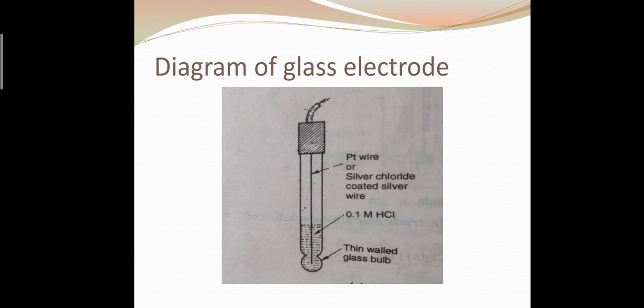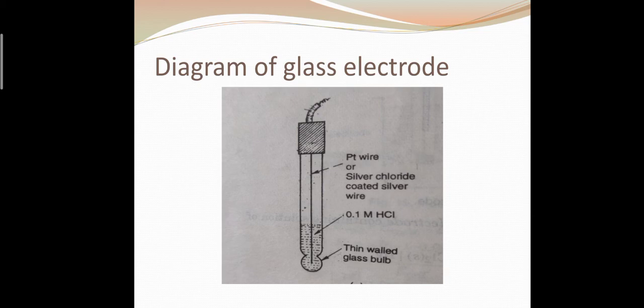Now, in the middle of the glass electrode there is an electrode. That electrode is made of Ag coated with AgCl, or a platinum electrode or platinum wire. So this acts as the base of the glass electrode. This thin electrode is dipped into a 0.1 molar HCl solution. Now this is the basic structure of the glass electrode.